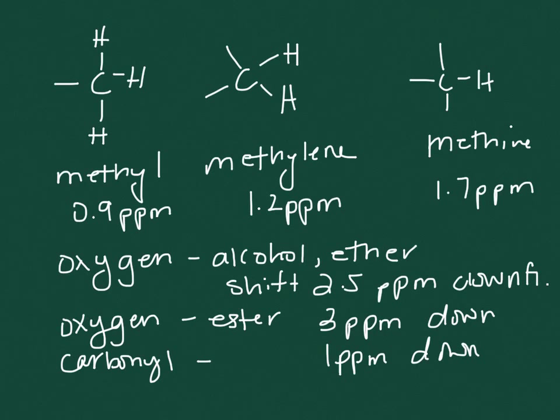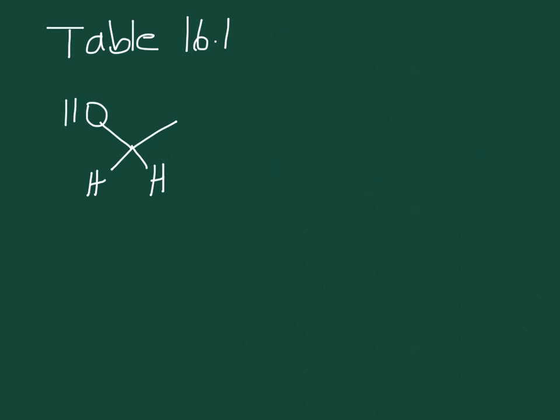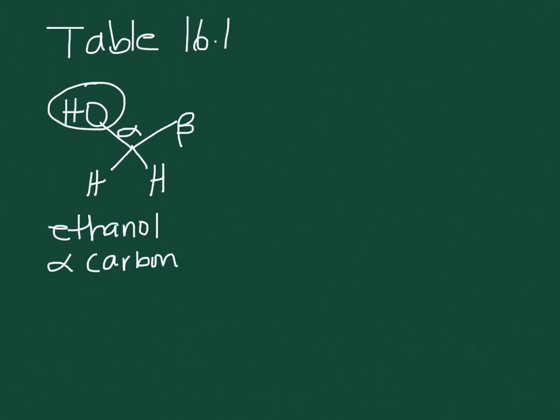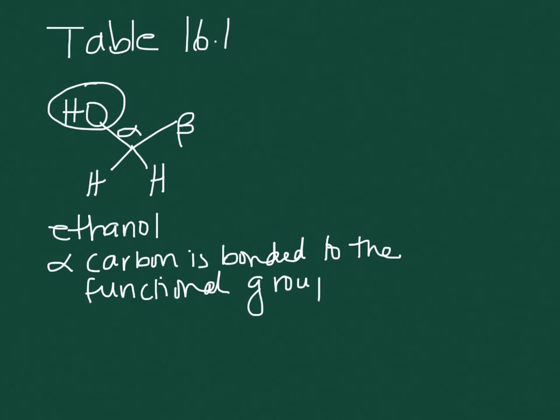And so if we look at a couple of structures, I'll show you how we can predict the values. Again, this is coming from your book. This is table 16.1. So for example, here we have ethanol, now here's your alcohol. This is the alpha carbon, this is the beta carbon. The alpha carbon is bonded to the functional group.